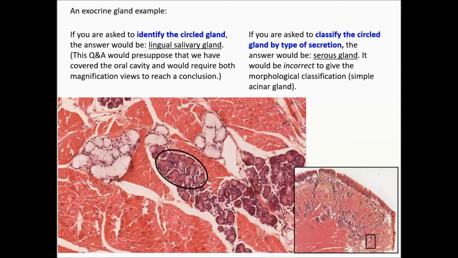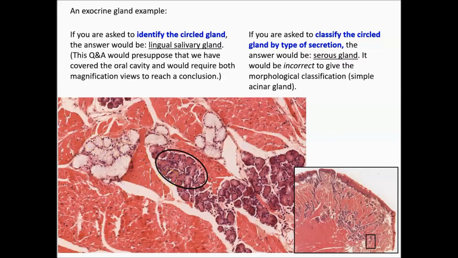Let's do another one. How about an exocrine gland example? If you're asked to identify the circled gland, the answer would be the lingual salivary gland. Now, in order to have answered that, you would have to have studied the oral cavity, which of course we haven't done either. And you would also have to have both a low and a high magnification to know that you were looking at the tongue. This low magnification would tell you you were looking at the tongue, and the high magnification, you'd see these different kinds of glands here.